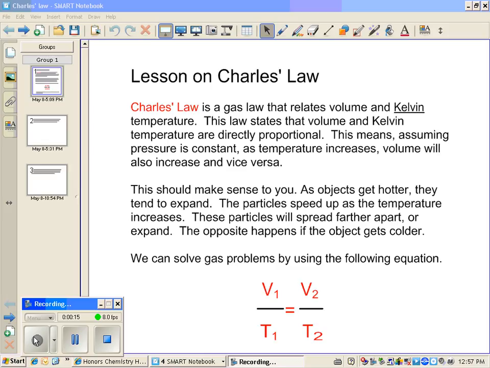Here's the difference. Charles' law relates volume and Kelvin temperature. It's got to be in Kelvin. It can't be in degrees Celsius. It can't be in degrees Fahrenheit. So here's what it has. It says that volume and Kelvin temperature are directly proportional.